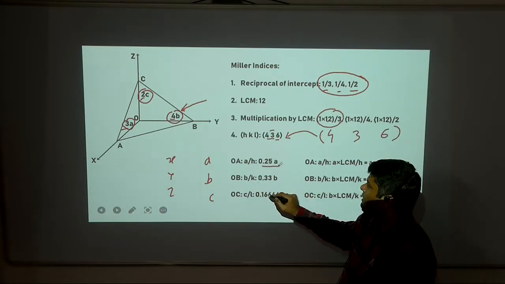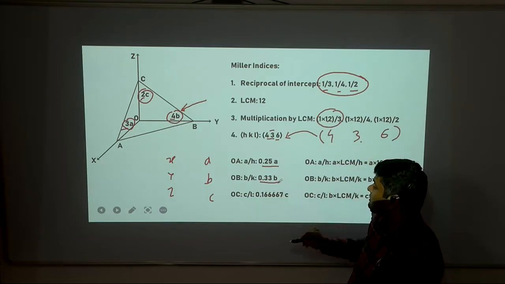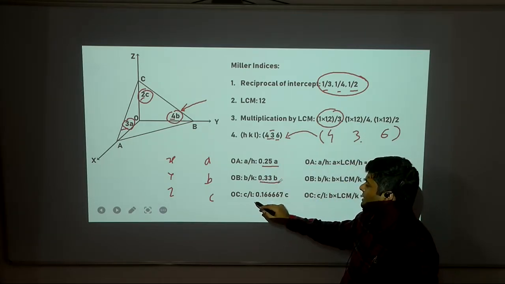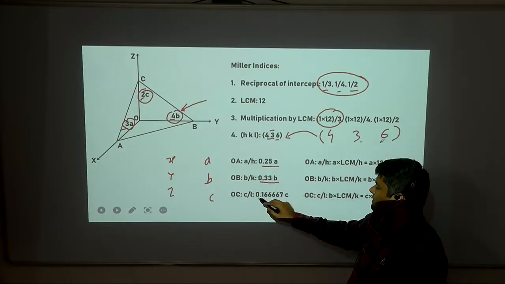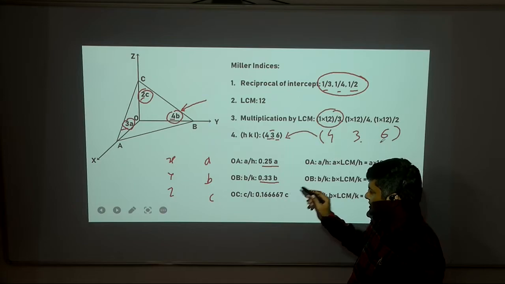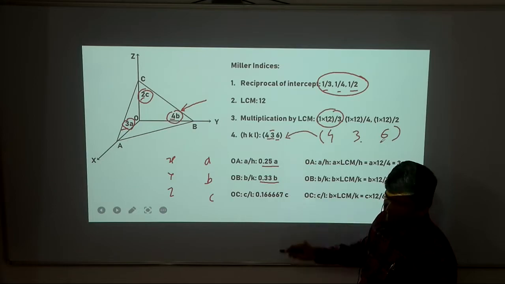For b upon k, I mean 1 by 3, so it is 0.33b. And for OC, c upon l, l is 6, so 1 upon 6 is 0.16666, so on, up to 7c. So these fractions we will get.